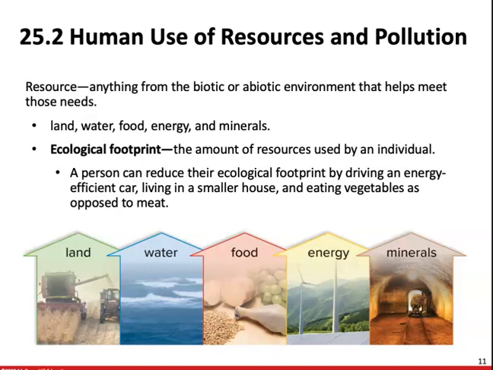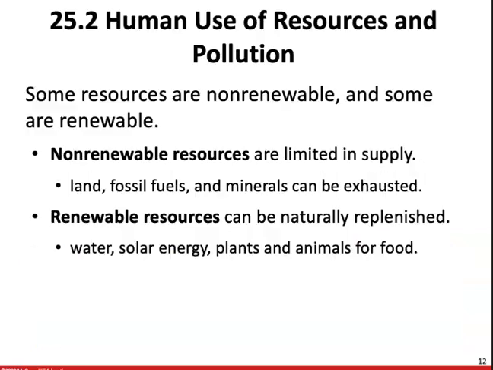A person can help reduce their ecological footprint by driving an energy-efficient car, living in a smaller house, eating vegetables as opposed to meat. There are a lot of things that can be done to help reduce your ecological footprint. Some resources are non-renewable, some are renewable. Non-renewable resources are going to be limited in supply, so things like land, fossil fuels, minerals, all of those can be eventually exhausted. Renewable resources can be naturally replenished: water, solar energy, plants, and animals.